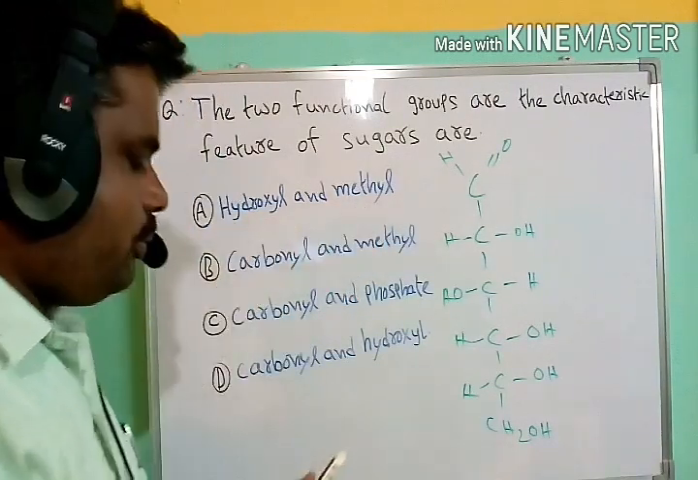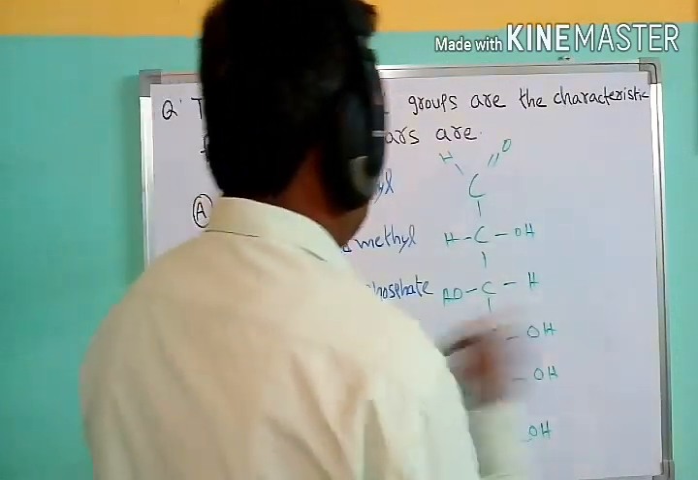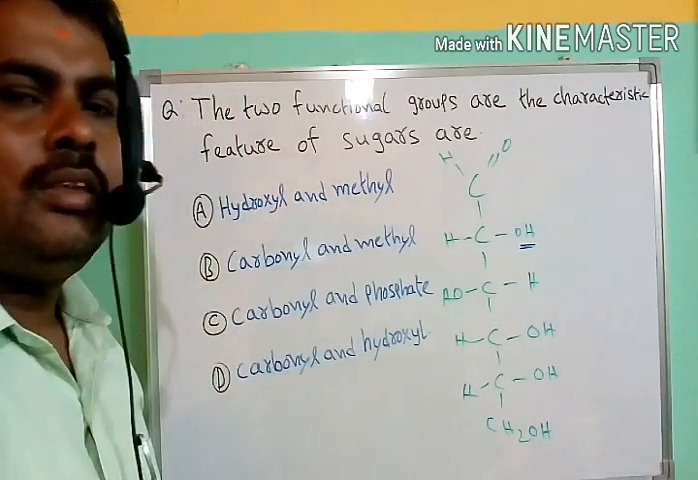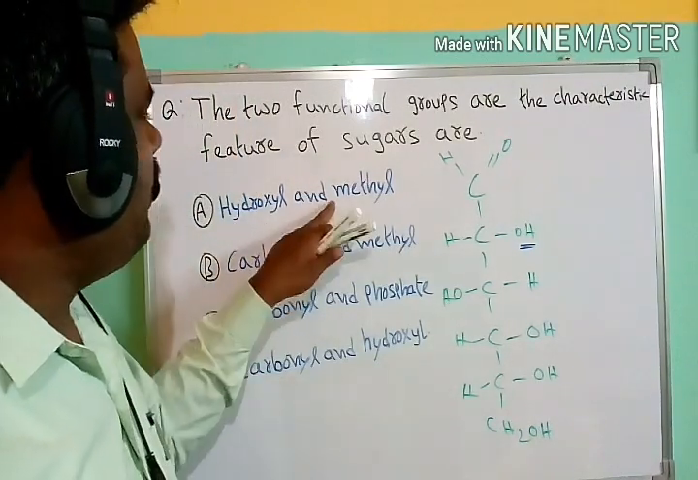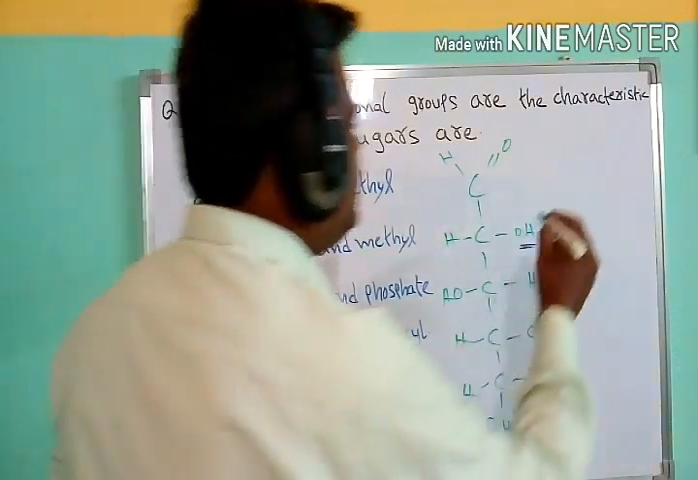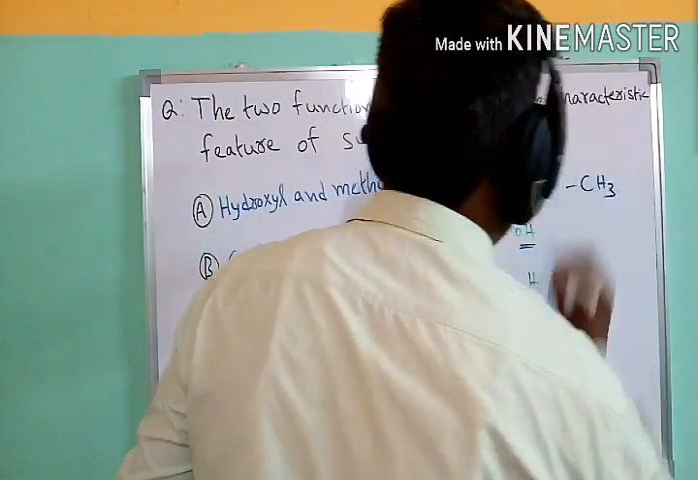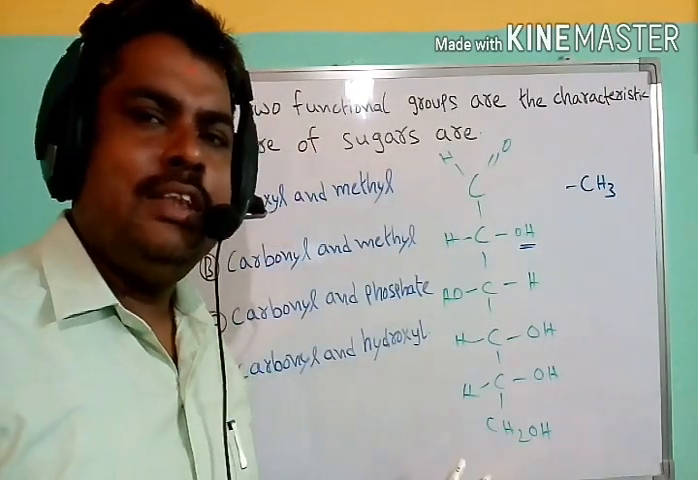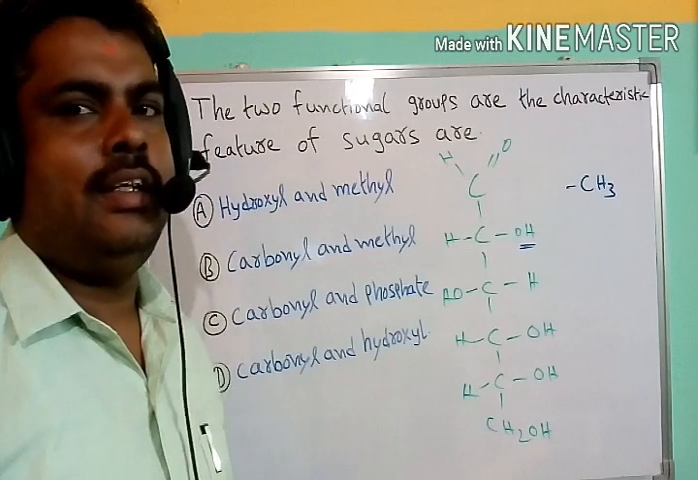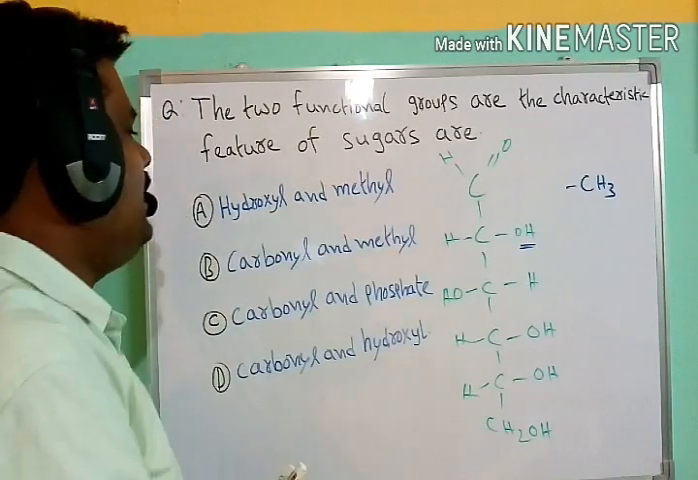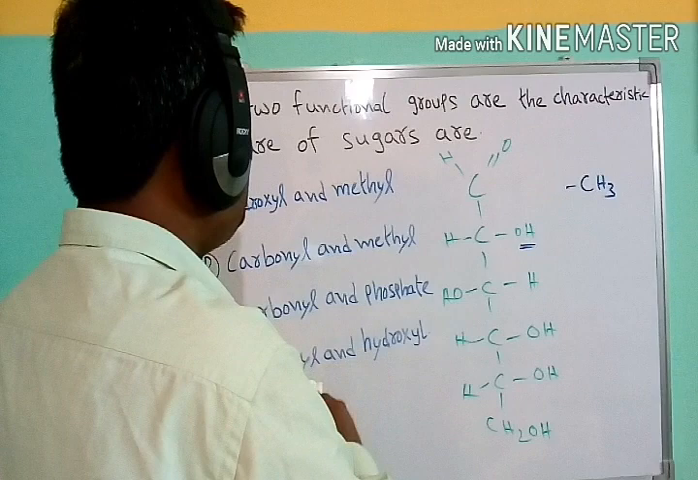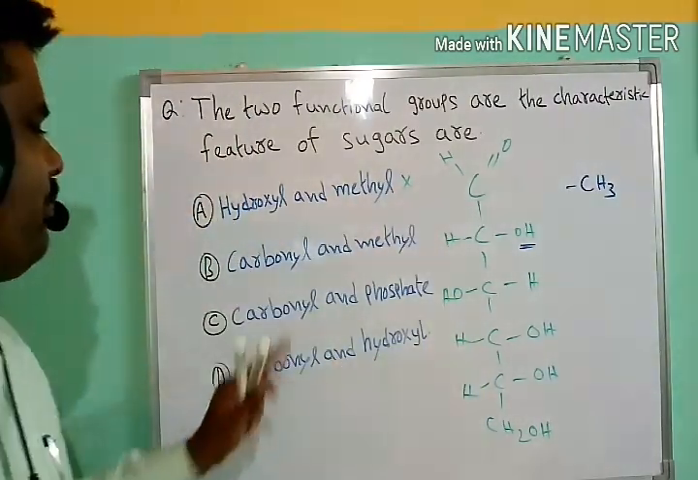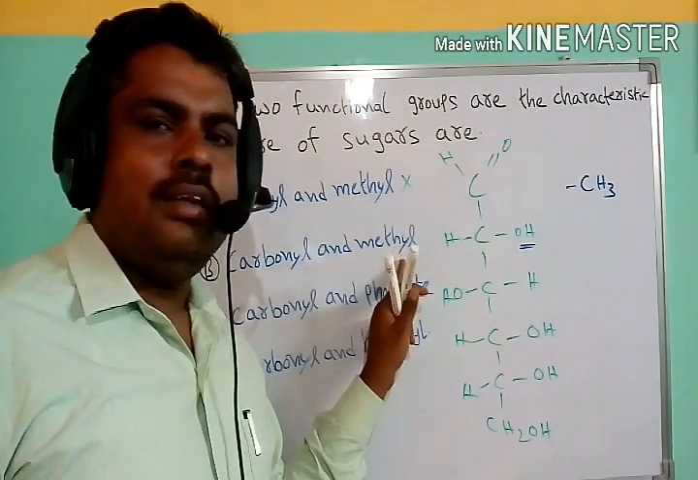In this, hydroxyl group, as we know, OH minus is commonly called the hydroxyl group. And methyl group, generally CH3, we call it a methyl group. Here no methyl group is observed in the structure of this monosaccharide glucose. So it is not a correct option for this question. Next, the second option, carbonyl and methyl.